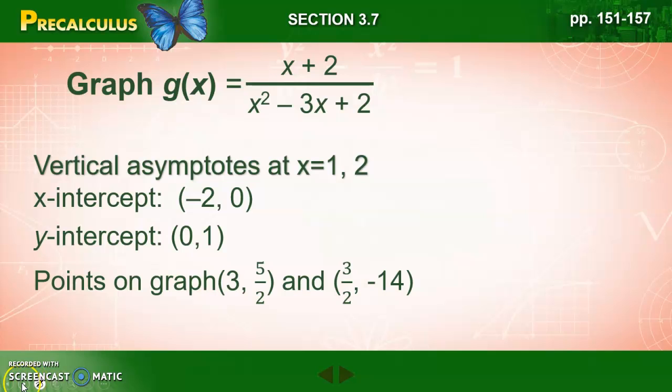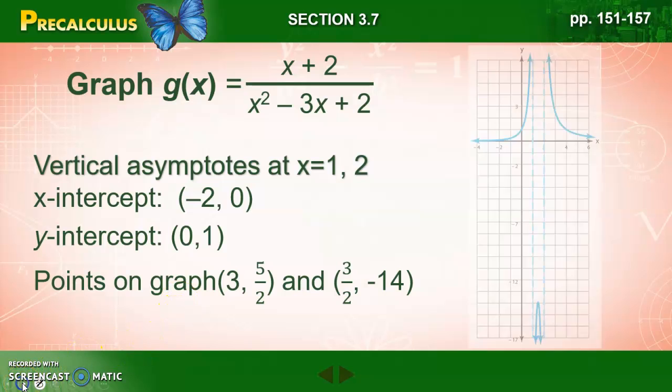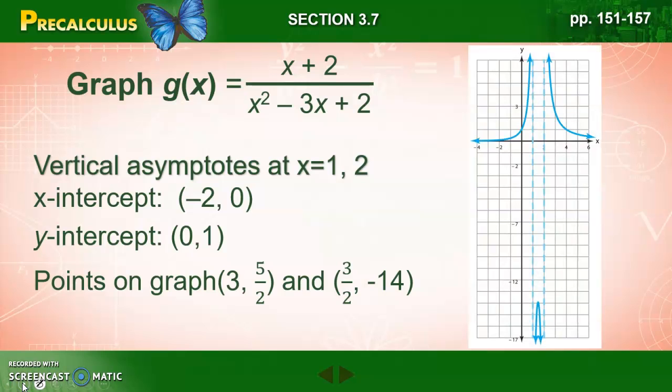So we know this about this particular function. We've got vertical asymptotes at x equals 1 and 2, an x-intercept at negative 2, 0, a y-intercept at 0, 1, and the points on the graph, we have 3 and 5 halves, and 3 halves and negative 14. Okay, we are then going to graph. We're going to plot the points and use the asymptotes.